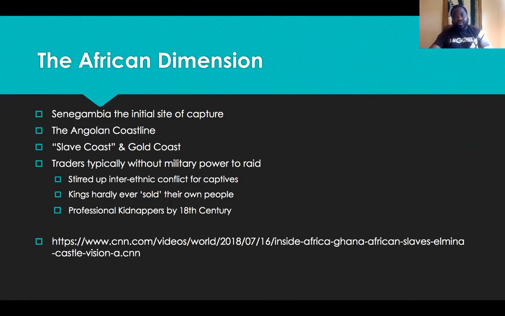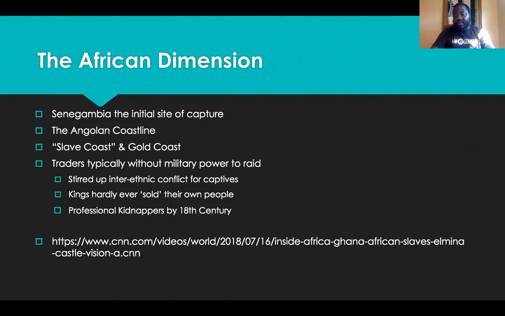So this is very important to know. We're trying to establish the agency of both the Africans, but also the trickery of the Europeans in all this. As time went on, the traders were not just working with the kings anymore. A lot of the kings were not seeing the benefits that they initially thought this would have. So they started working with mercenary groups, who became professional kidnappers by the 18th century.